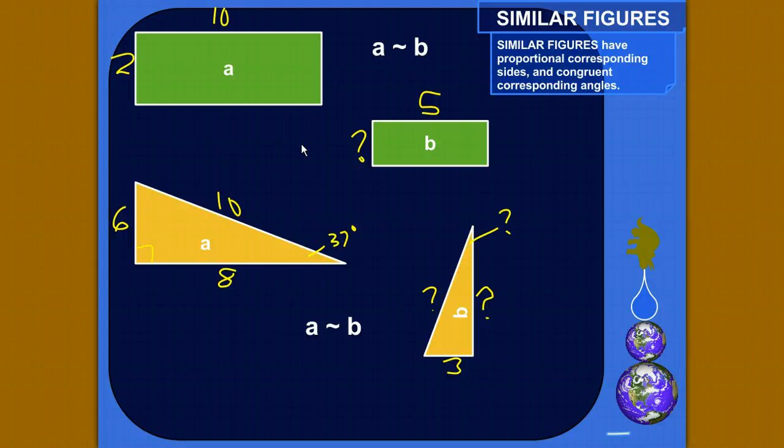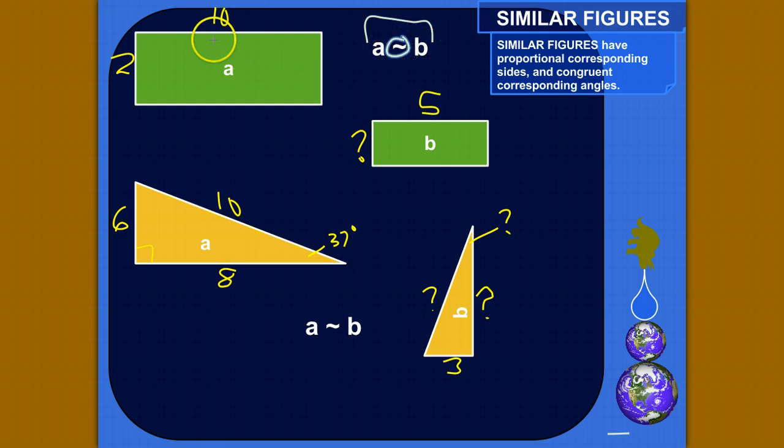Alright, so say you were given a couple of similar figures and you need to find a missing side or a missing angle. Here's how you can do that. First of all, to put your fears at ease, the problem will have to tell you that the two figures are similar. And that this is what that means.